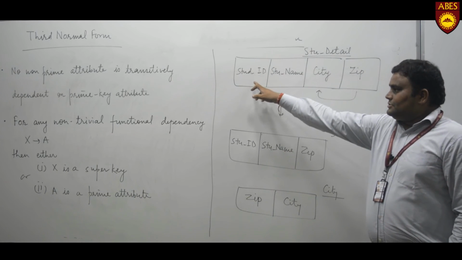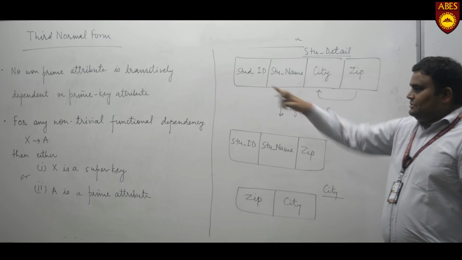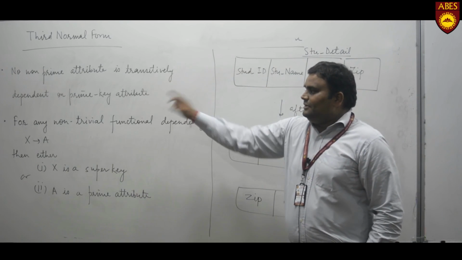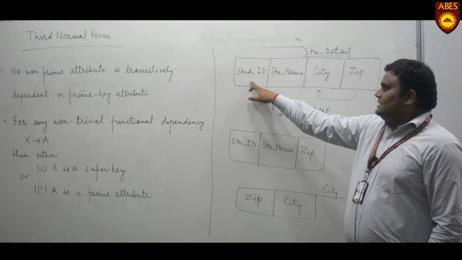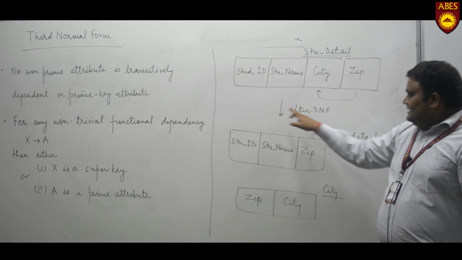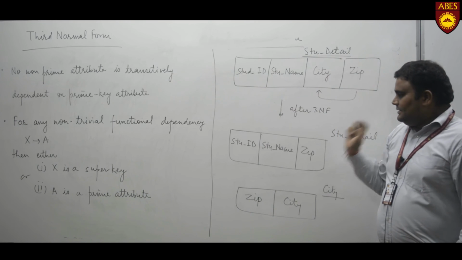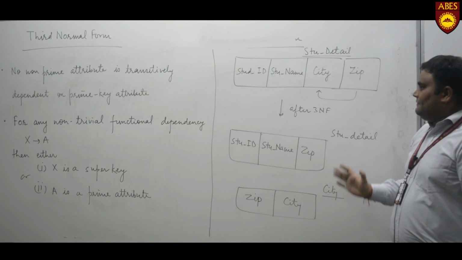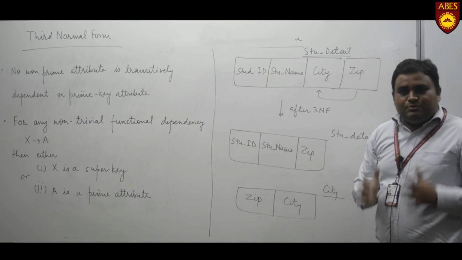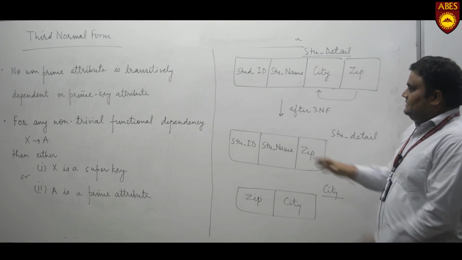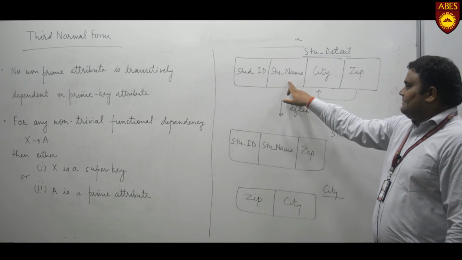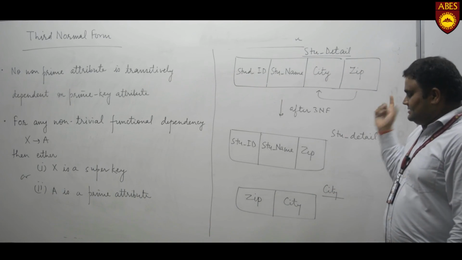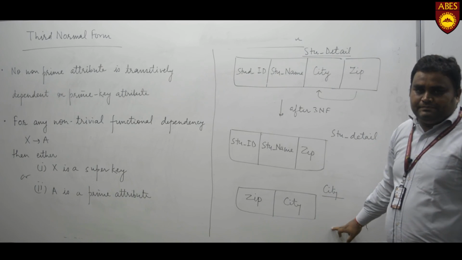In this case, we can see that a non-prime attribute is transitively dependent on the prime key attribute. So student ID transitively determines city. In this case we apply 3NF, and after 3NF we generate two relations. In the first relation, student ID, student name and zip code are there, and in the second relation there will be zip code and city. That's all.